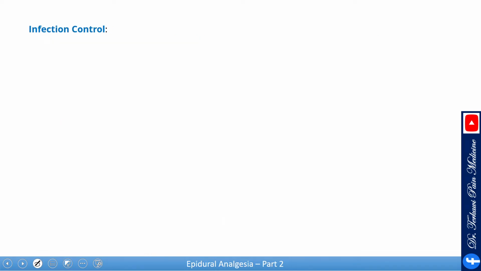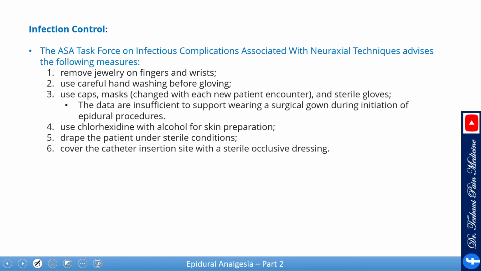Infection control. The ASA Task Force on Infectious Complication associated with neuroaxial technique advises the following measures. First, remove jewelry on fingers and wrist. 2, use careful hand washing before gloving. 3, use caps, mask, change with each new patient encounter, and sterile gloves. The data are insufficient to support wearing a surgical gown during initiation of epidural procedure.